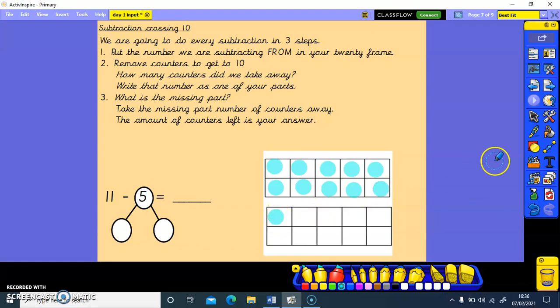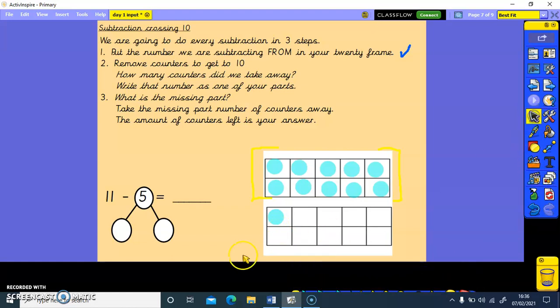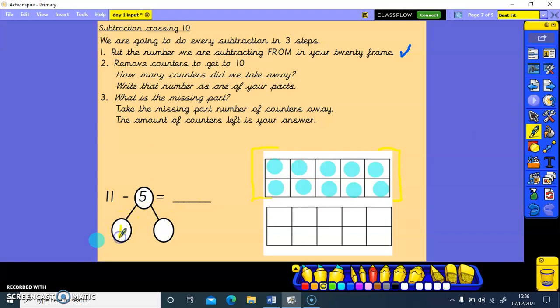11. Right, let's tick that off. We've put all the counters in that we need. The next step, remove counters to get to 10. Again, I know this here represents 10. This is my tens frame and it is full. I want to get back to just this, which means I need to remove 1. So take 1 away, and I'm going to move that 1 here. And that becomes one of my parts. 1 is the part because I took 1 away to get back to 10.